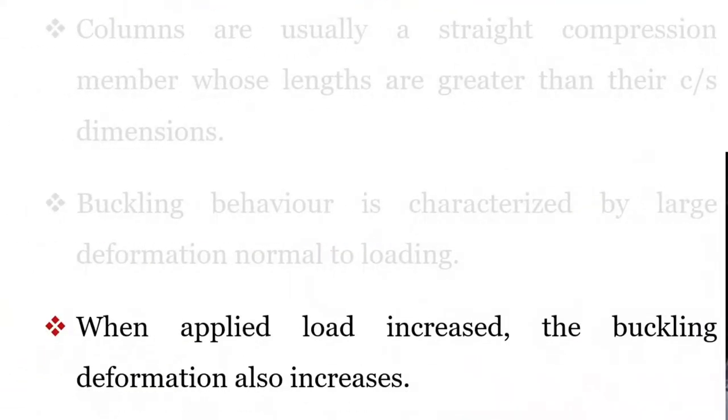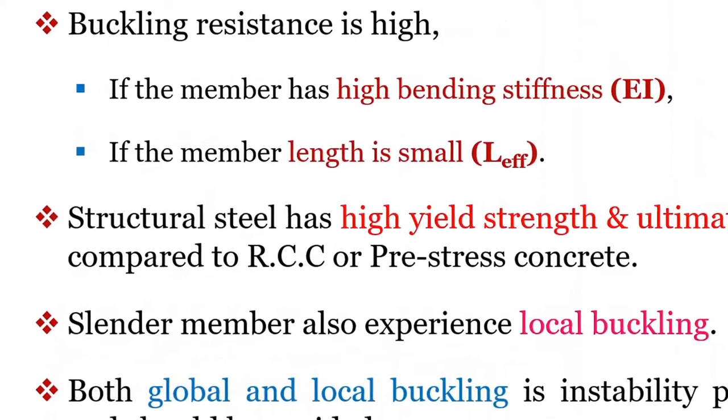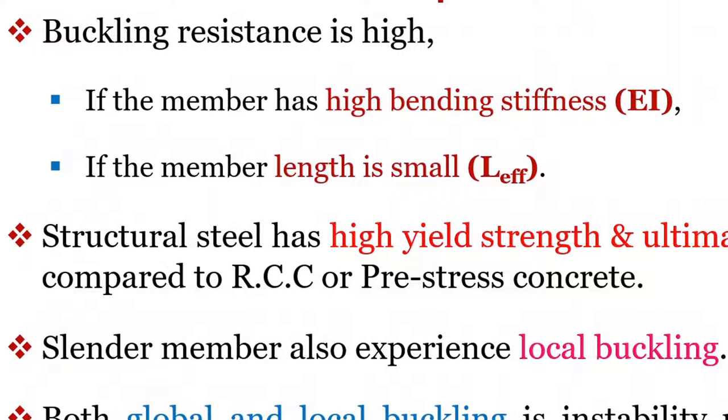When applied load increases, the buckling deformation also increases. As it is clear in this picture, if you increase the load, then the buckling also increases. Buckling resistance is high if the member or the column has high bending stiffness. E into I is called the bending stiffness.